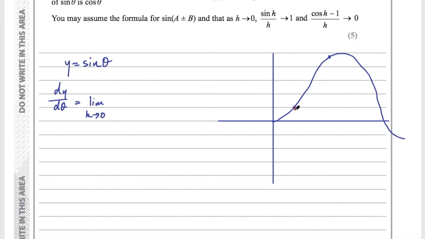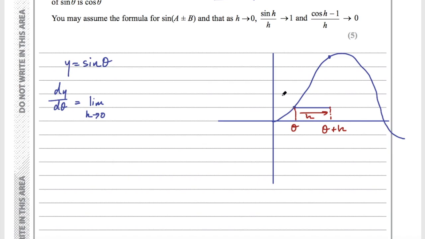Well, first we'd find the x value of this point. So let's just call that theta. And then we want the x value of this point here. So we'd go along a bit and we get to this point, and let's just say that that is theta plus whatever this is. So if we call this length h, this point will be theta plus h.